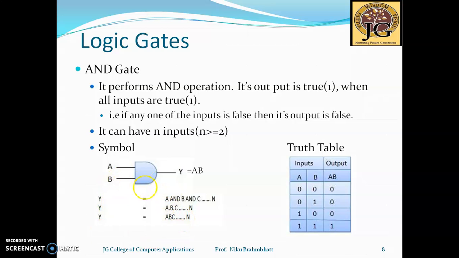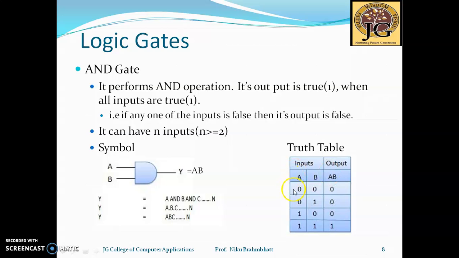So how to make a truth table? First of all, make two columns, for inputs and outputs. You can see on the screen, two columns: inputs and output. Under the input column, divide it again into a number of columns depending on the inputs. In this symbol, you can see that there are two inputs A and B. So make two more columns under this column as A and B, and only one output column, and mention the name as AB, or you can say Y is equal to AB.